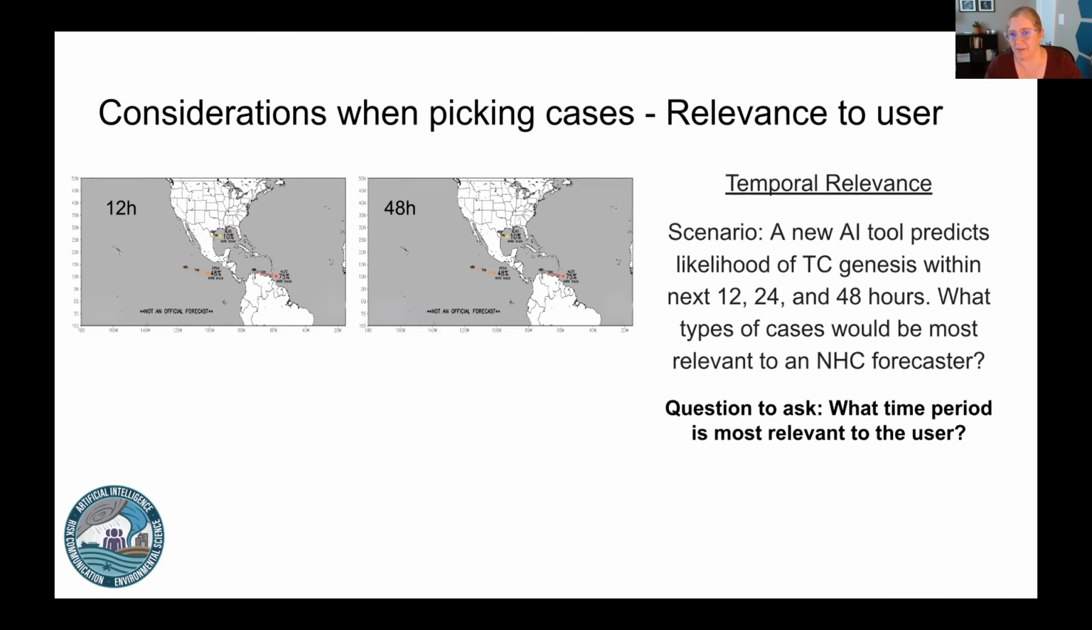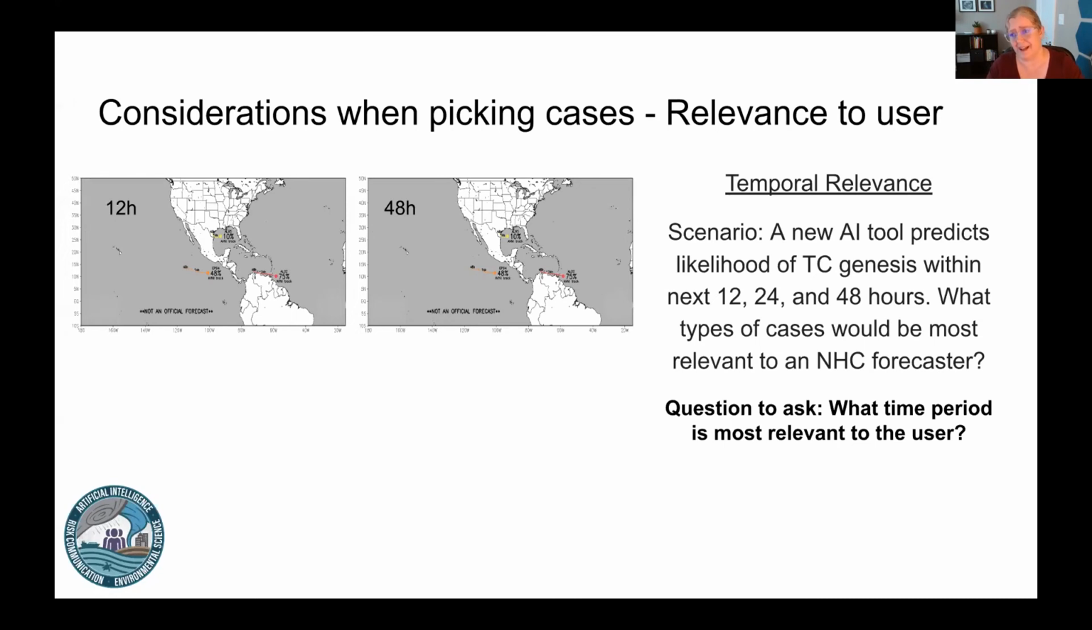Another element of relevance is temporal relevance. I'm giving an example of, once again, a very fake AI tool that predicts the likelihood of TC genesis, which is when a tropical cyclone forms, within the next 12, 24, and 48 hours. What types of cases would be most relevant to a forecaster if we were to pick some cases to show them? A relevant question to ask is, what time period is most relevant to the user?